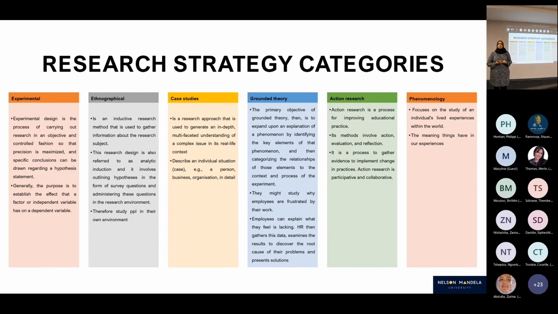So action research is research that takes place for improving a particular process that has taken place, okay? So it involves a method of action, evaluation, and reflection, and as part of the outcome of action research, the evaluation and reflection is the conclusion of that study. So I just wanted to draw your attention to that.